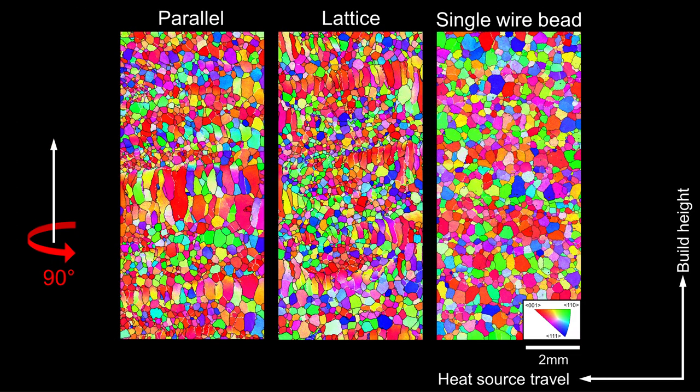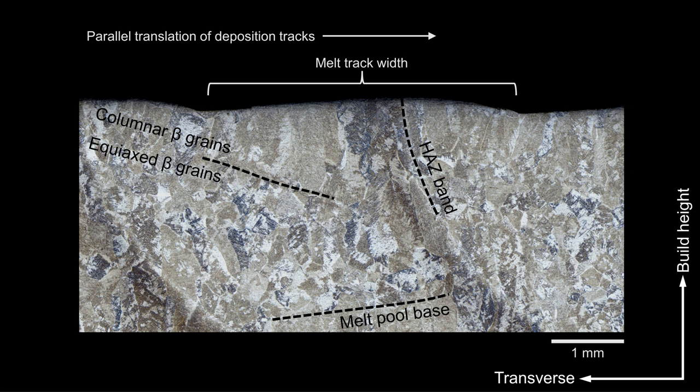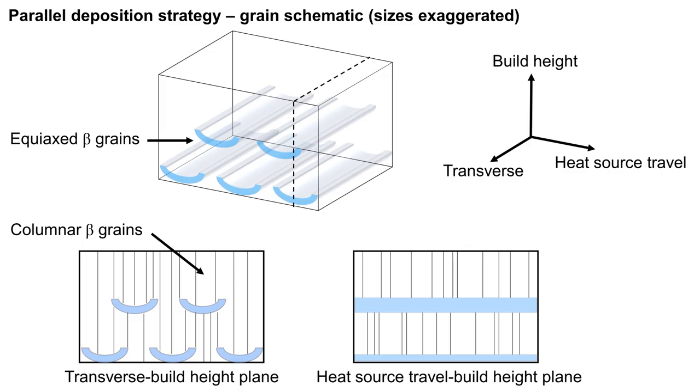However, when we looked in the plane perpendicular to the maps shown here, we found near fully equiaxed structures and little evidence of columnar growth. We discovered that this was a sectioning effect and the beta grain structure is actually heterogeneous in three dimensions. After investigation, we found that the beta grains nucleated at the bottom of each melt track, where equiaxed grains formed near the fusion boundary and columnar grains were found above. This produced equiax grain filaments throughout the materials, as shown in this diagram for each multi-track deposition strategy.